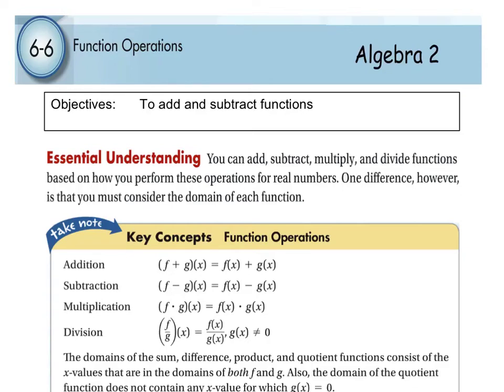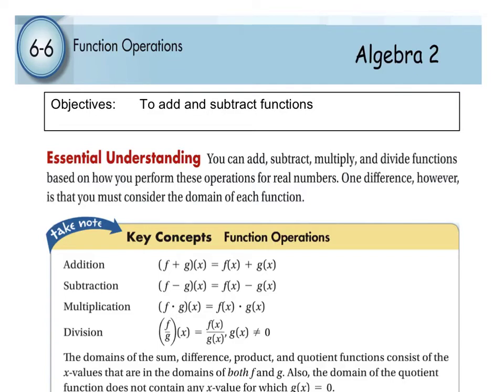This is 6.6, function operations. This is part one of 3 parts that we're going to look at. The first part, the objective here, is to add and subtract functions. This is not going to be anything that's really new for you. This is pretty much something that you've done in the past.